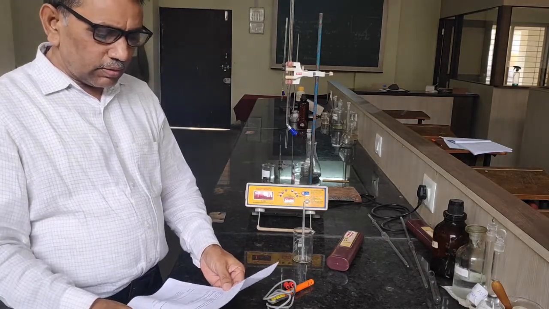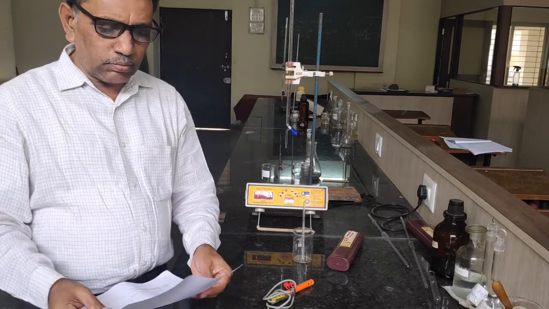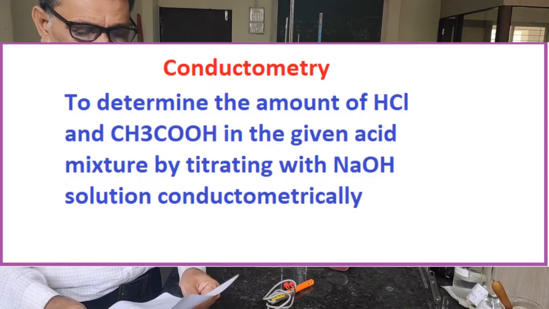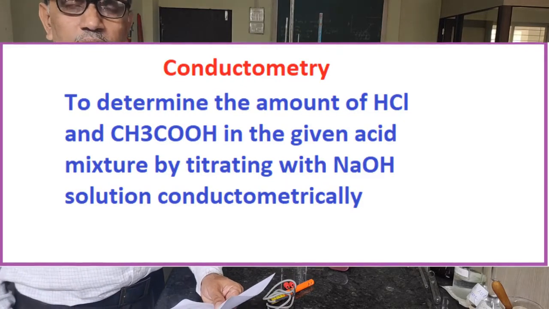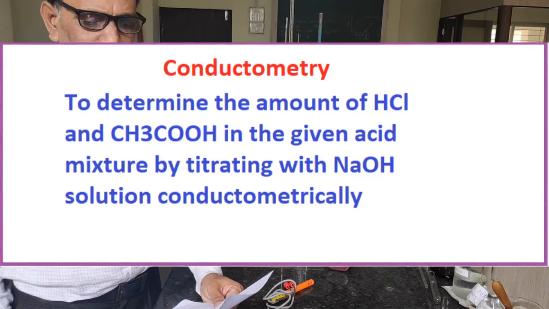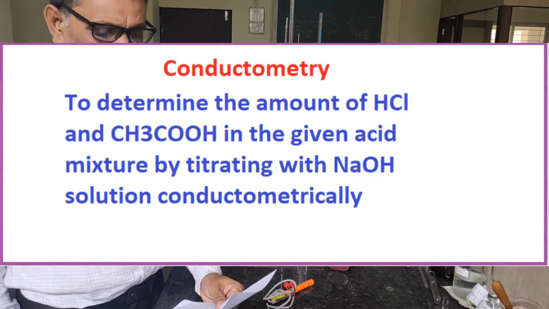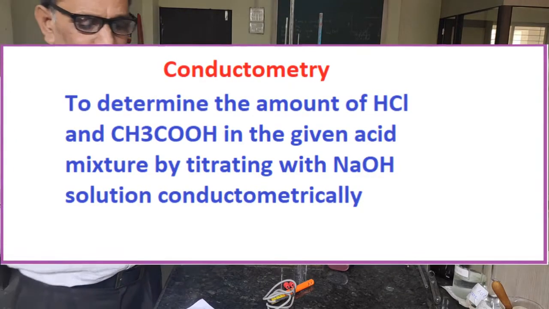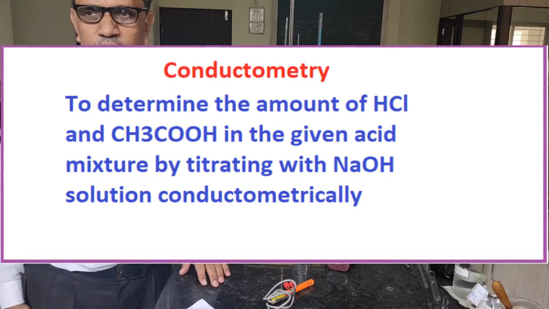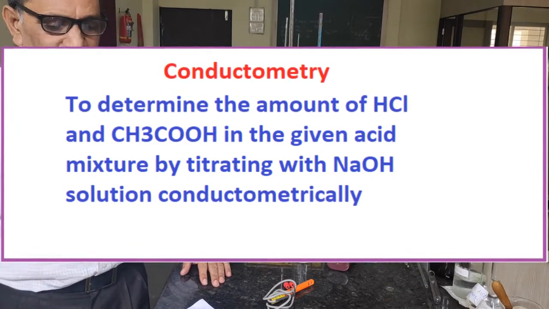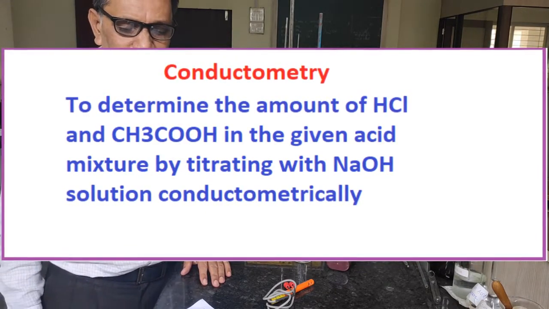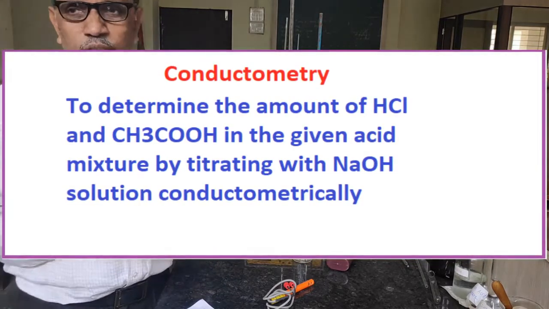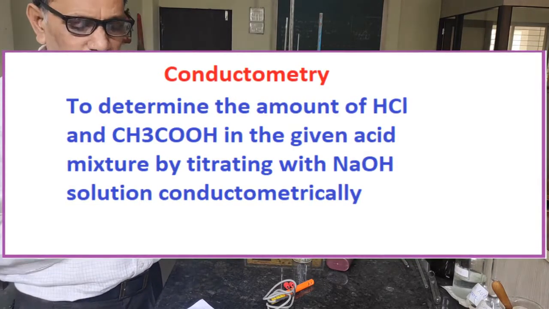Today I would like to explain an experiment that belongs to conductometry, related to the syllabus of the TYBSc Physical Chemistry. The aim of the experiment is to determine the amount of HCl and acetic acid in a mixture by conductometric titration with sodium hydroxide solution.